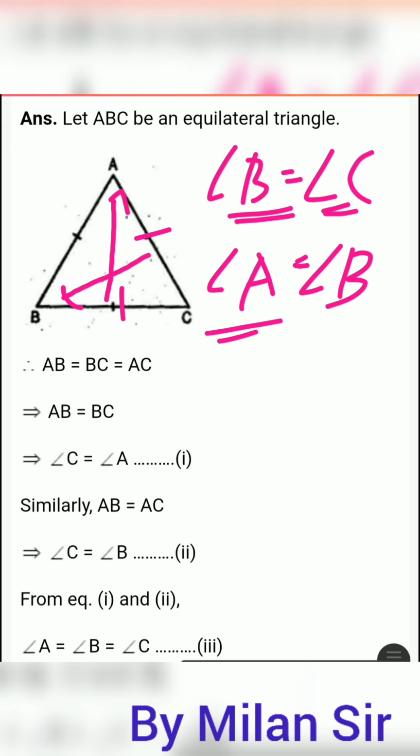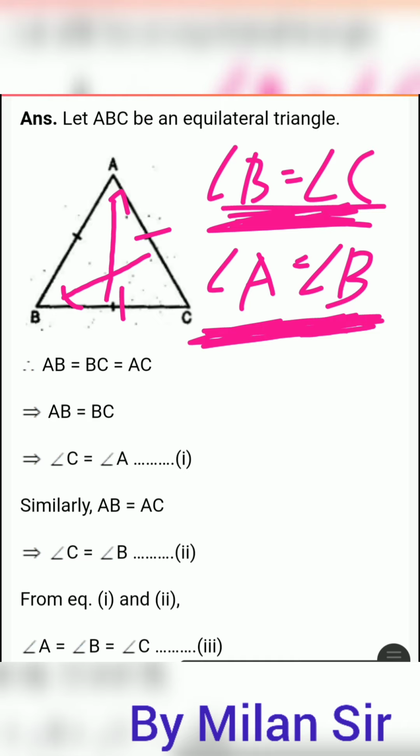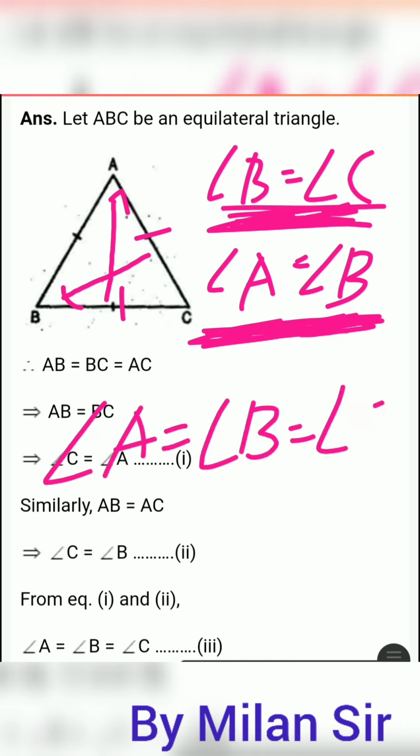Angle A is equal to angle B and angle B is equal to angle C. Alternately, angle A is equal to angle B is equal to angle C. Alternately, angles A, B and C, all three angles are same.